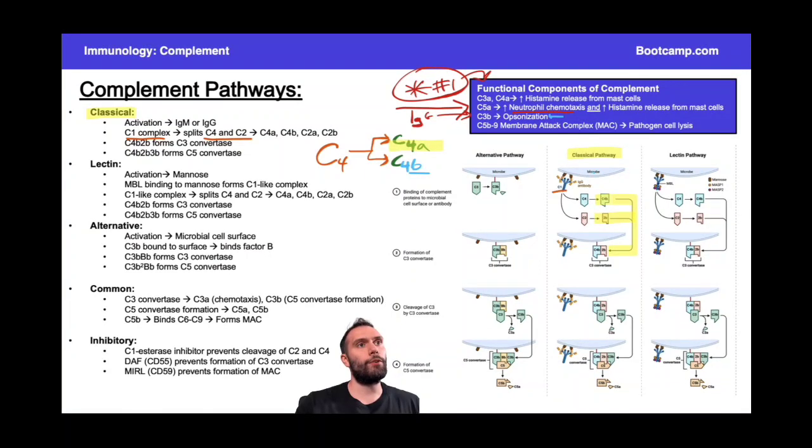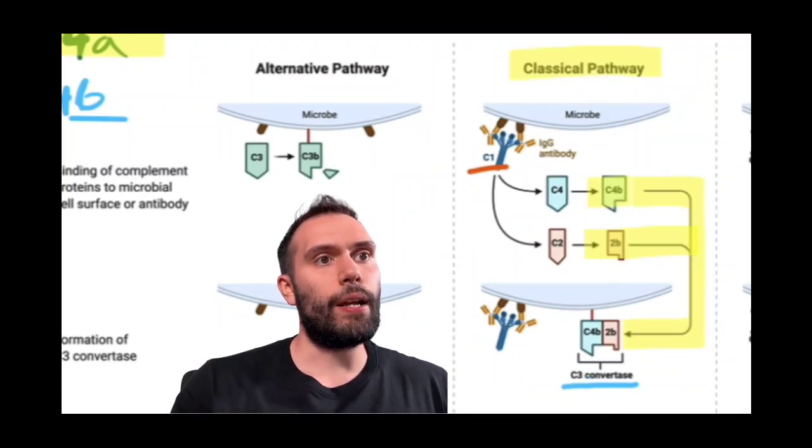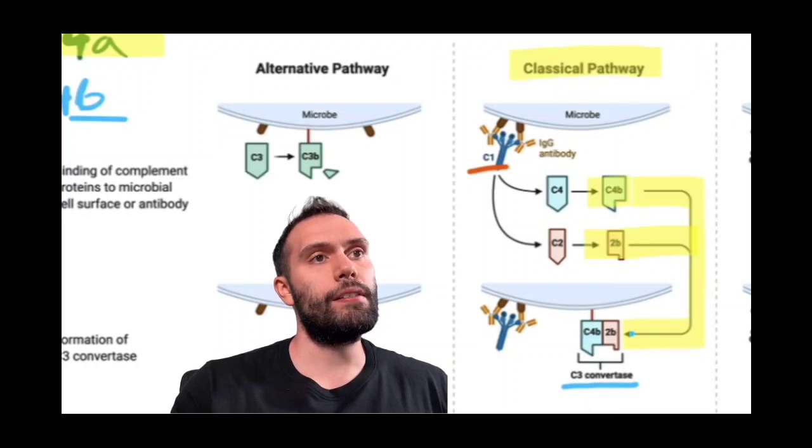This microbe is marked with an antibody, the C1 complement factor bound to the Fc portion on the IgG antibody, or it could have been IgM, and then that cleaved the C4 and C2 complement factors to C4b and C2b. Those come together and now they form a C3 convertase. So the convertase is telling you what this structure does. It takes a C3, just like we did with our C4, and it's going to cleave it into two components. Again, this C3 convertase is made up of C4b and C2b on the surface of this microbe.